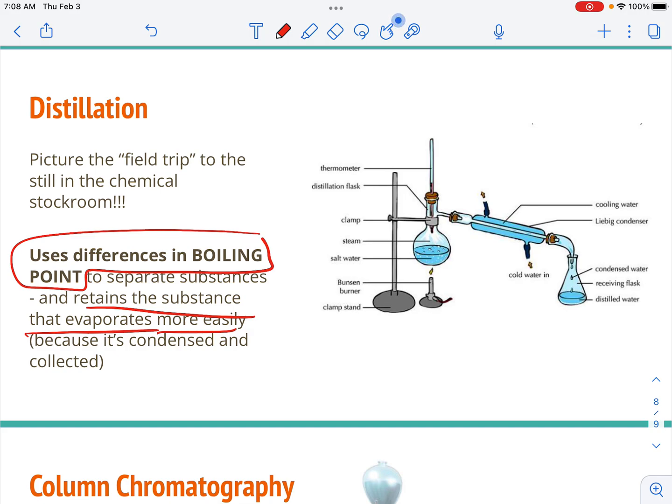So the process is to heat up whatever your mixture is. The one that evaporates first will evaporate and rise. It will go down this tube, and this is surrounded by cold water. So inside this tube, it will condense and drip out the other end. And the substance that doesn't evaporate as easily will then be left in the flask. So this is one way of purifying and retaining the one that is more volatile.